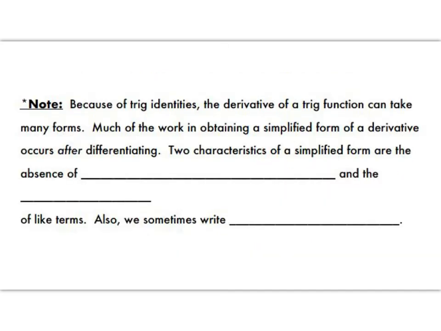Now, because of trig identities, a derivative of a trig function can take on many forms, and much of the work obtaining a simplified form of a derivative occurs after differentiating. So, two characteristics of a simplified form are the absence of negative exponents, and I know that really doesn't necessarily apply here, but sometimes it will with polynomials, as we've discovered, and the combining of like terms. And we sometimes write as one fraction just to try to simplify things. Sometimes, I mean, not always.